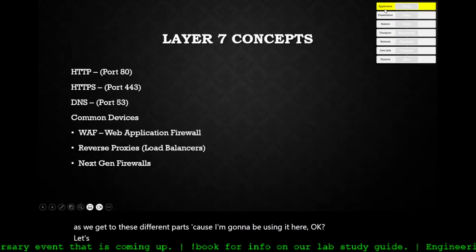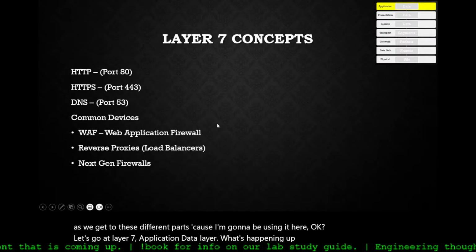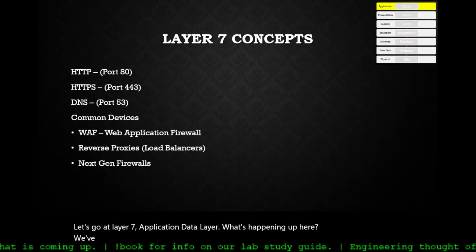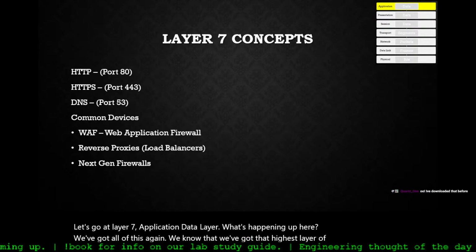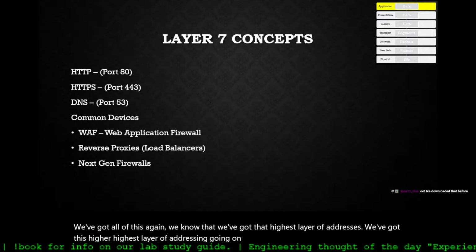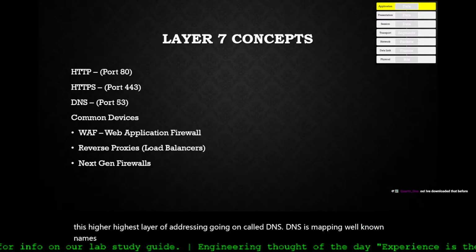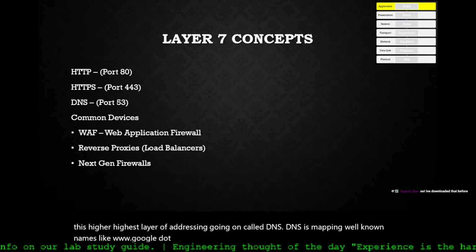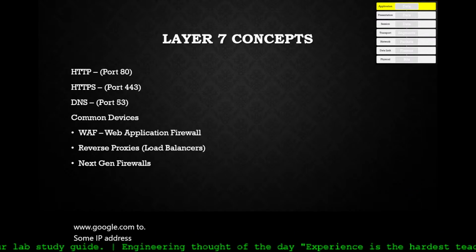At layer 7, the application data layer, what's happening up here? We've got the highest layer of addressing going on, called DNS. DNS is mapping well-known names like www.google.com to some IP address for our system to use.